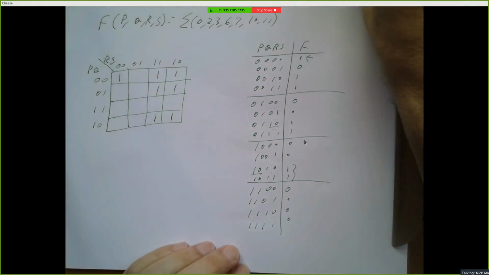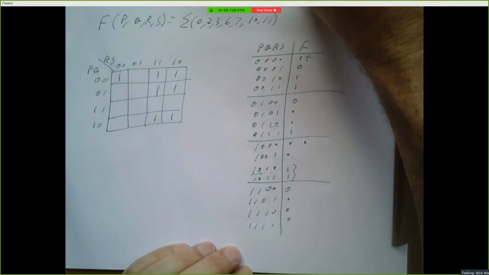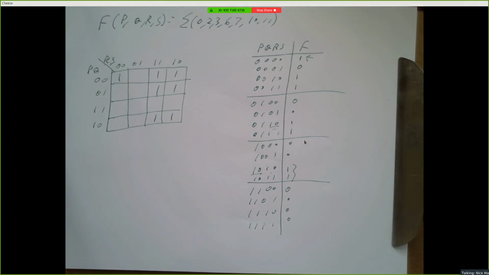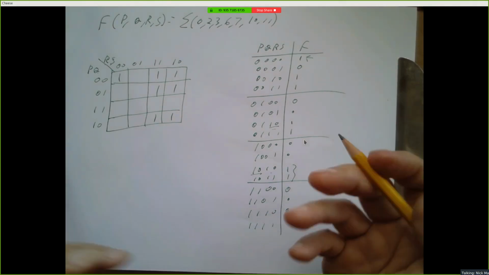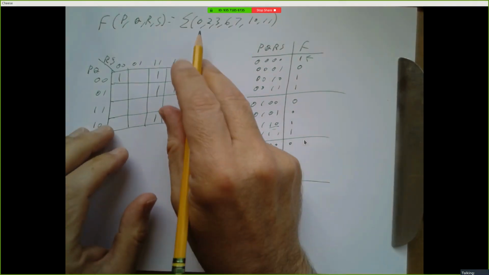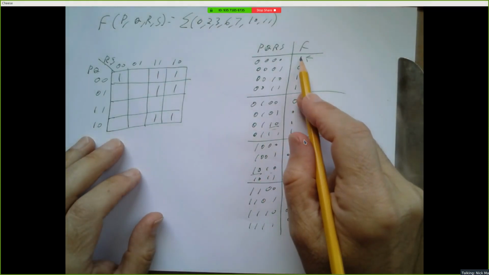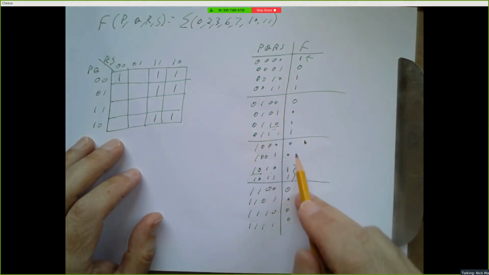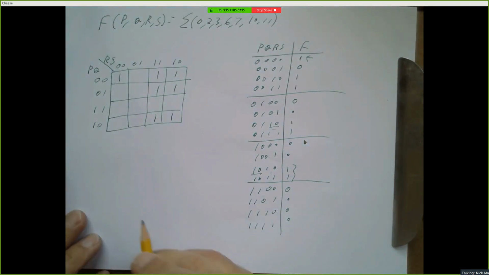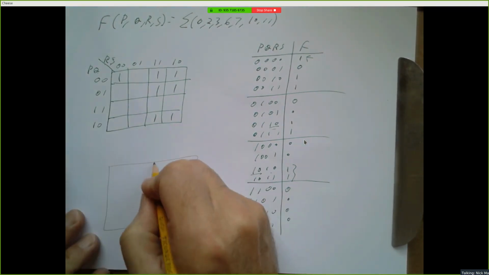But remember, after you've done this a few times, you're welcome to observe and use the following trick, which is, regardless of where the ones and zeros are, if I know that this is minterm 0, 1, 2, 3, 4, 5, 6, 7, I can fill in this table once, and it will end up looking like this.